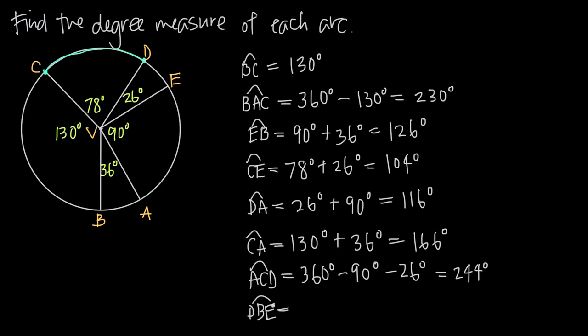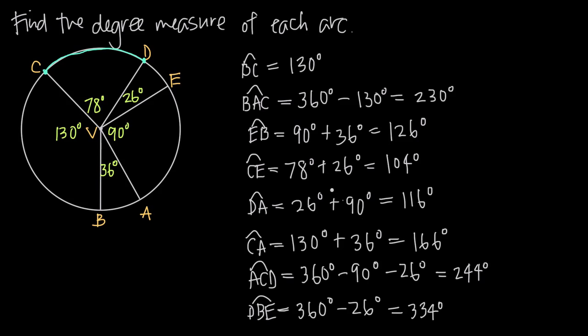And then finally arc DBE, so I'm starting here at D. If I come this way around to B and then all the way back around to E, I pass D again, which means I would have a degree measure greater than 360 degrees. That means I have to be going the other way. So I'm going to start here at D, I'm going to go counterclockwise around to B and then over to E. So the only angle that's not included in that arc is this 26 degrees from angle DVE. So I can just say 360 degrees minus 26 degrees and get a degree measure for the arc of 334 degrees.